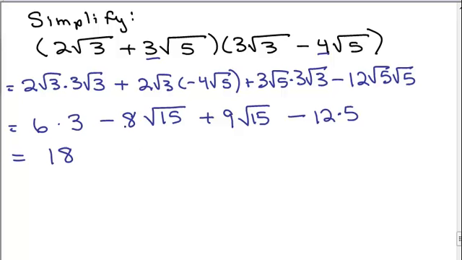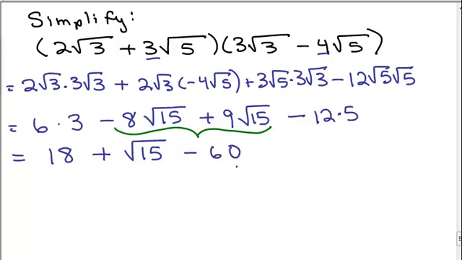And now I can combine these two middle terms because they both have the same square root of 15. So a negative 8 plus 9, I just add the coefficients, is plus 1 square root of 15, which we just write as square root of 15. We don't write the 1 in front as a coefficient, minus 12 times 5, which is 60. So the last thing to combine is the 18 minus 60, which is negative 44. I'm sorry, negative 42, plus square root of 15.